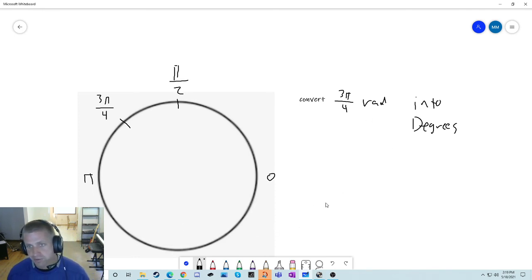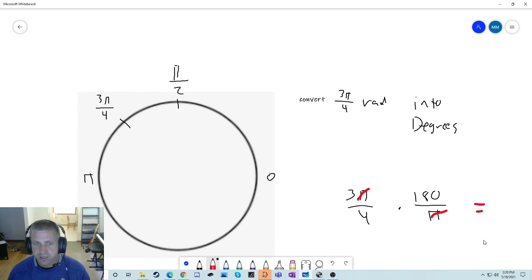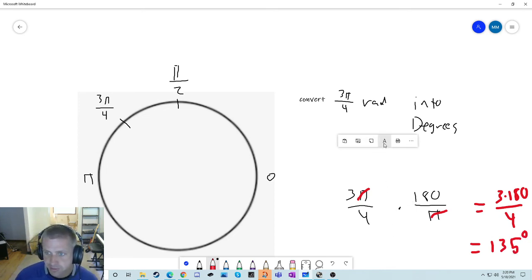It's really easy to do the conversion itself. You just take 3 pi over 4, you take your radians, and then you multiply it by the conversion. So there's 180 degrees in 1 pi radians, sorry. And then you do a little canceling. 3 times 180 over 4, plug that in, and you would end up with 135 degrees. So the strategy is multiply by 180 over pi.